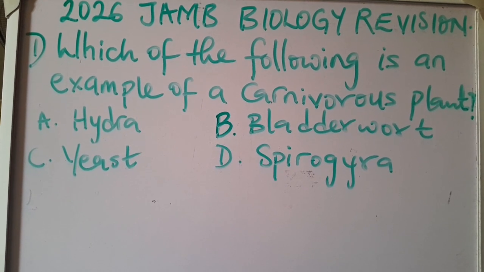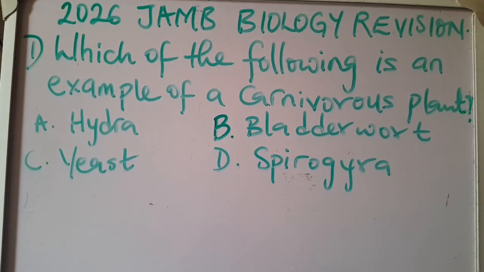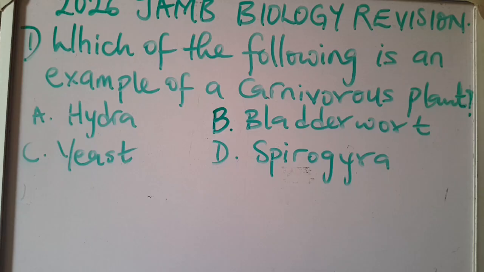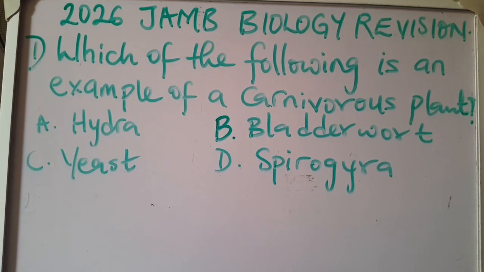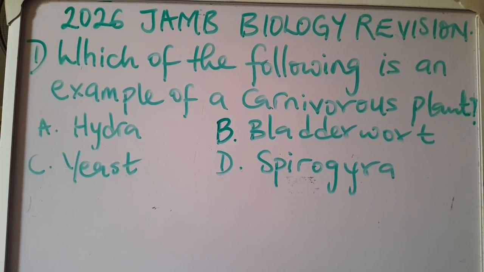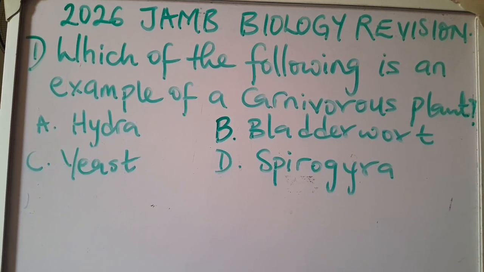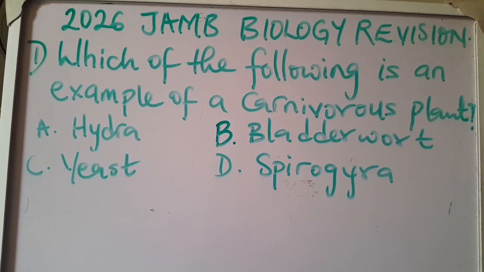Now, what is a carnivorous plant? That's the first thing that will be going through your mind. Now, you need to know what it means, and then you need to know which of them is a carnivorous plant. From the word carnivores, they are flesh eaters, or they eat only anything that has flesh. That means they can't eat plants, only flesh.